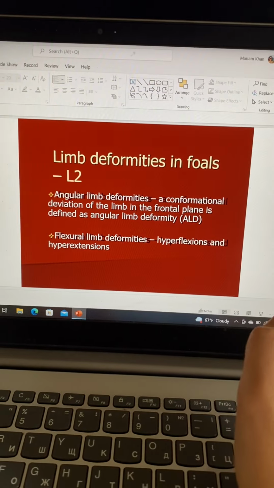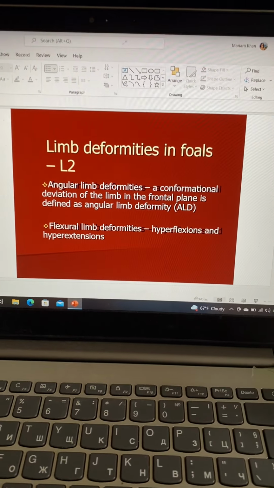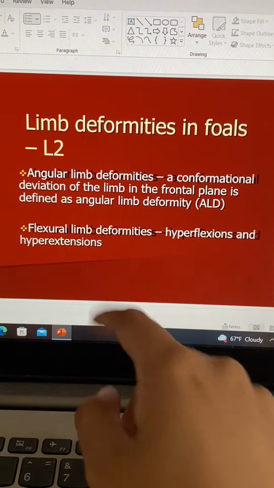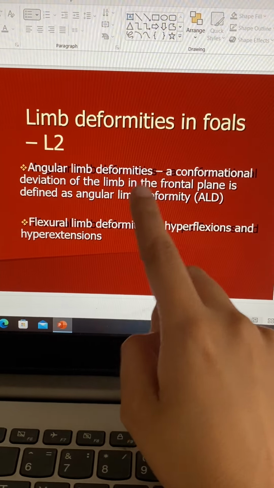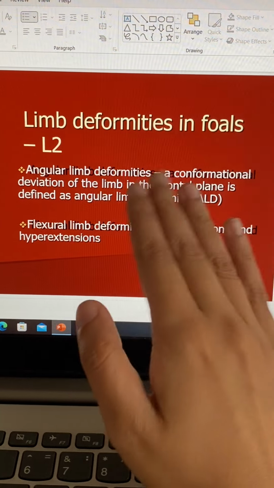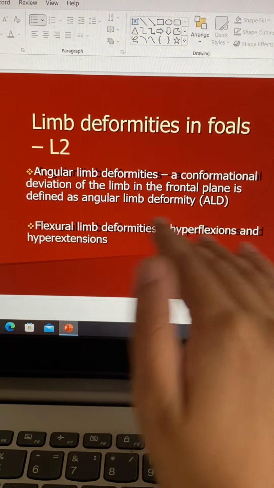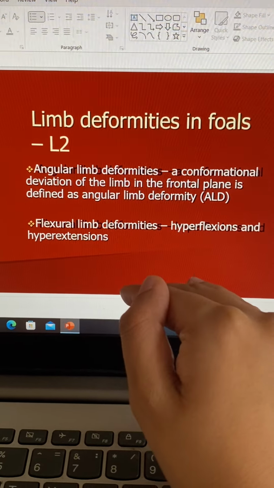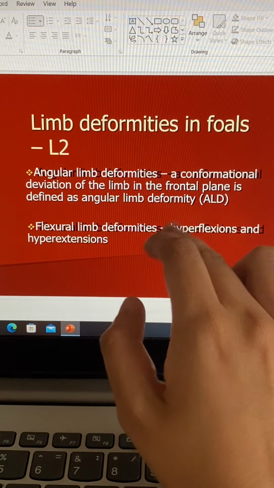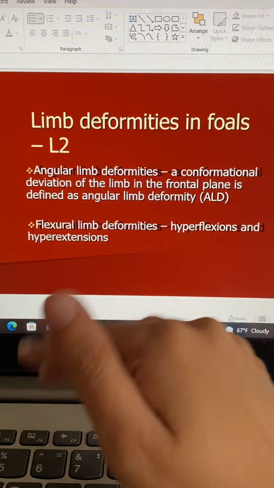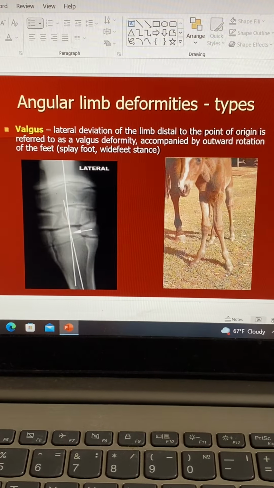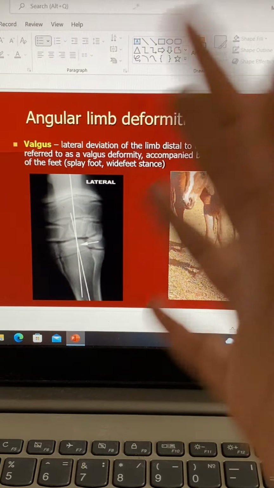Okay, so we're going to talk about limb deformities in foals specifically, so baby horses. There are two types: angular ones and flexural limb deformities. Angular ones basically mean there's a deviation of the limb in the frontal plane, and that's what we call an angular limb deformity. Flexural ones result in either hyperflexion or extension. So let's talk about types of angular limb deformities.